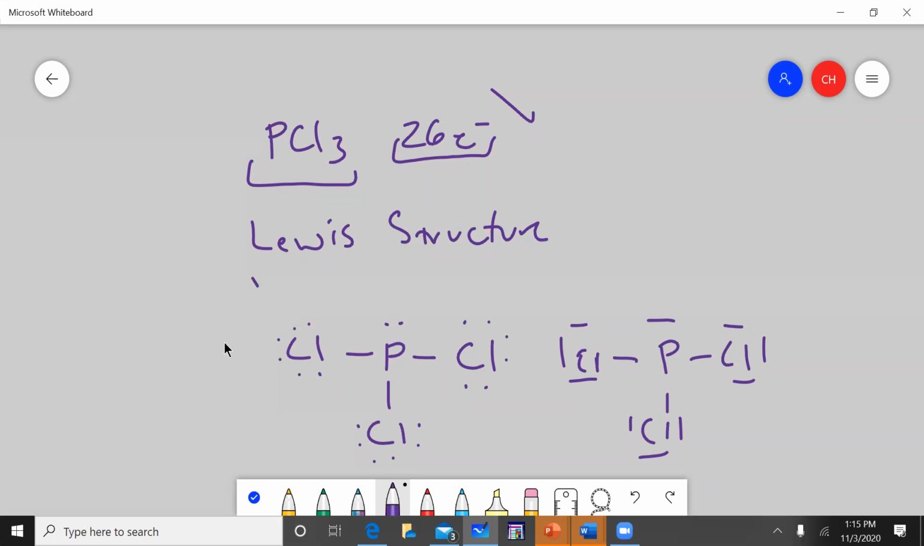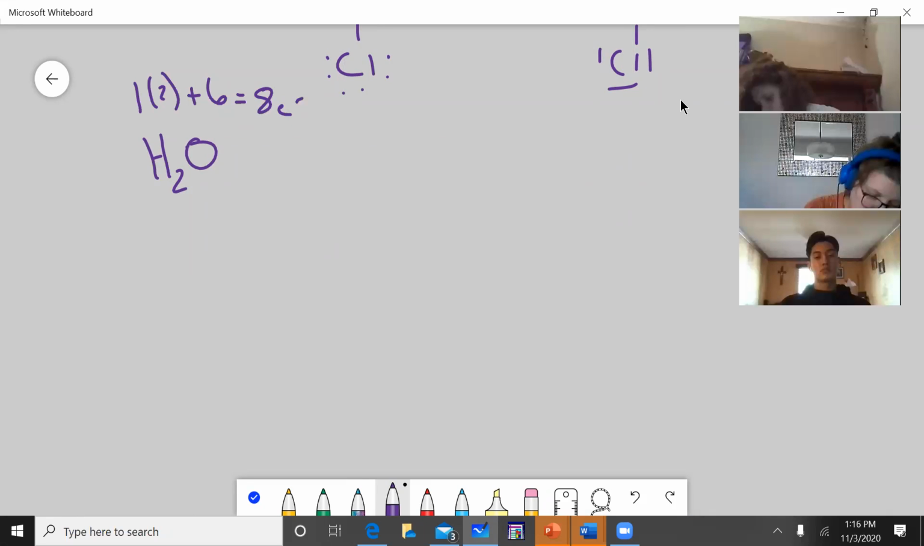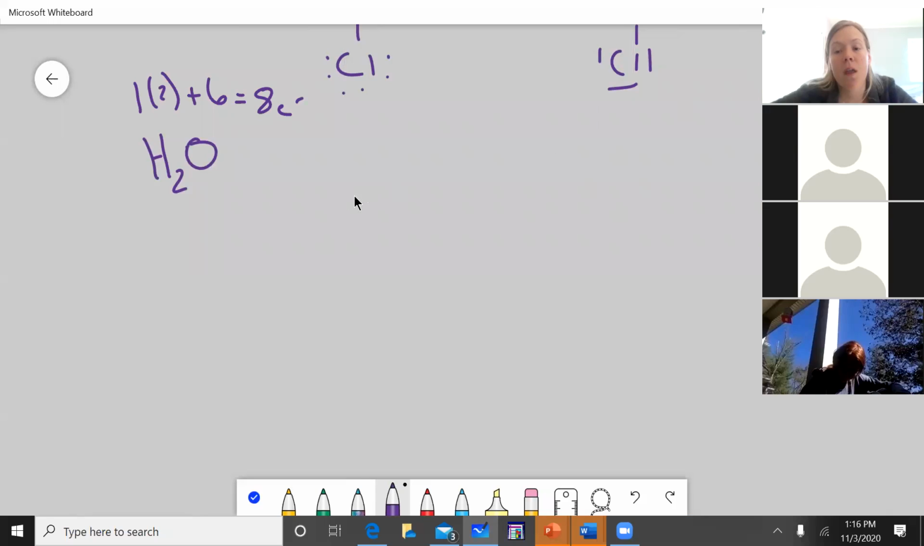Let's do the Lewis structure for water. So H2O. Hydrogen is in column 1, so it brings 1 valence electron, and there are 2 of them, okay? Oxygen is in column 6, so it brings 6 valence electrons. So I have a total of 8 electrons to play around with. I can't have more than 8 on the board. I can't have less than 8 on the board.